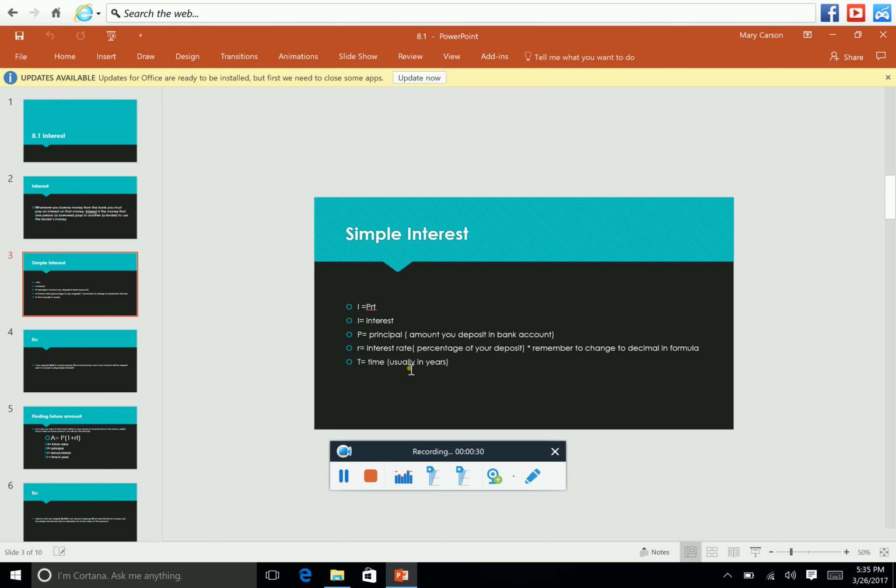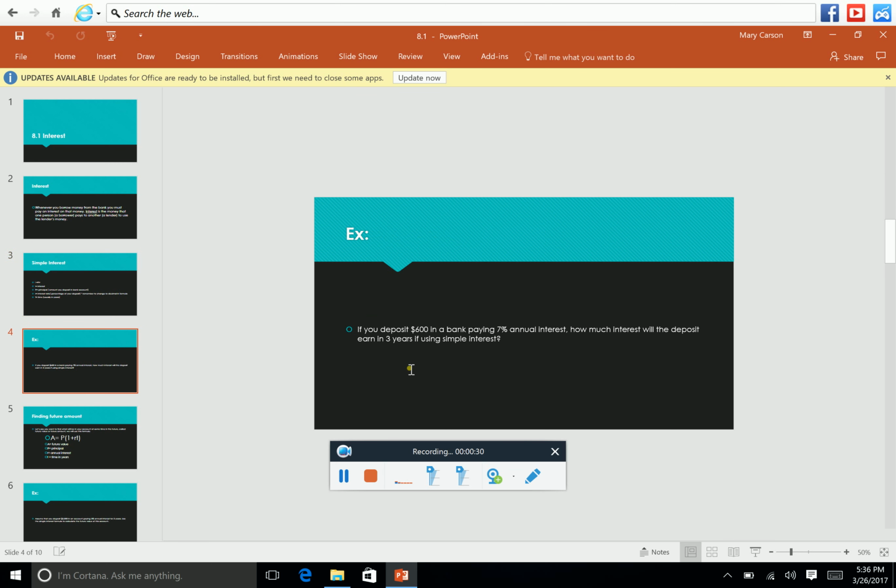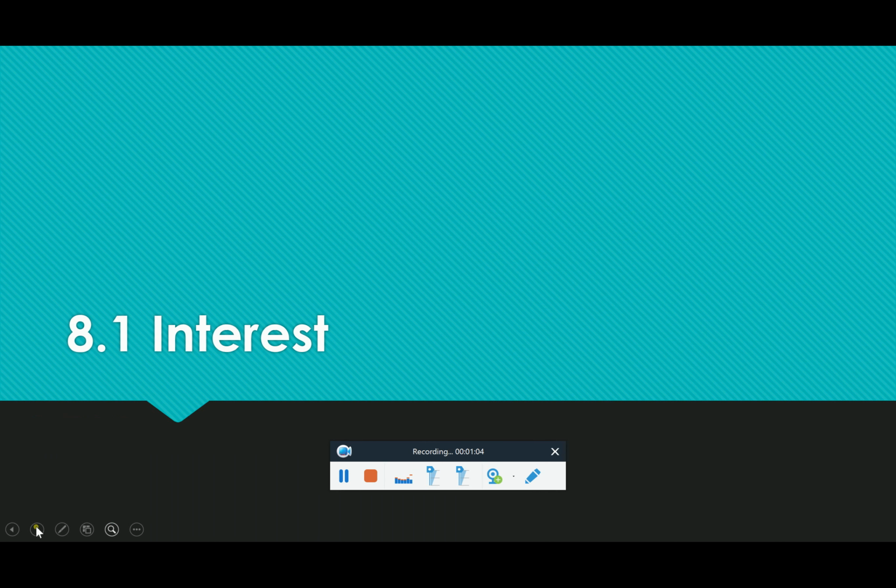P is your principal, the amount you deposit in your bank account. R is your interest rate, which is your percentage. Make sure you always change that to a decimal. And T is your time in years. So, for example, if you deposit $600 into your bank account, paying a 7% annual interest rate.